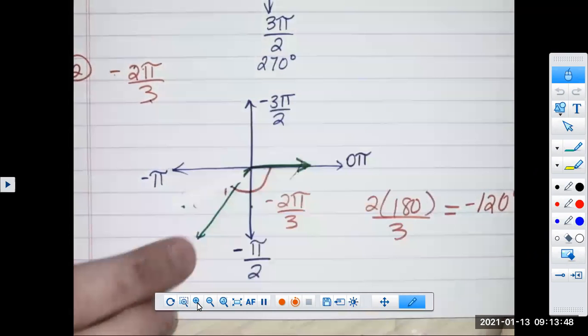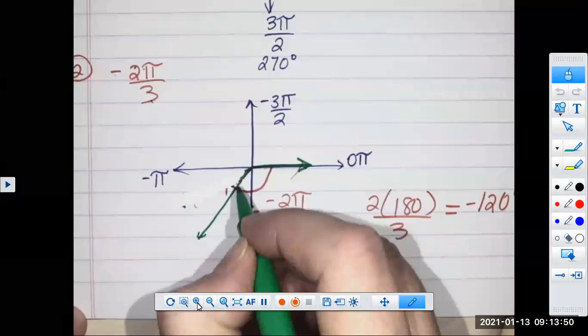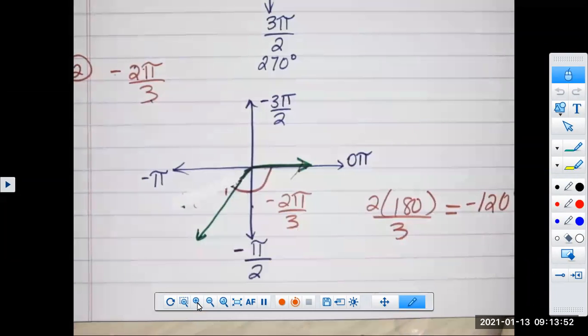The people that are really OCD about being very accurate, they don't like sketching stuff like this.